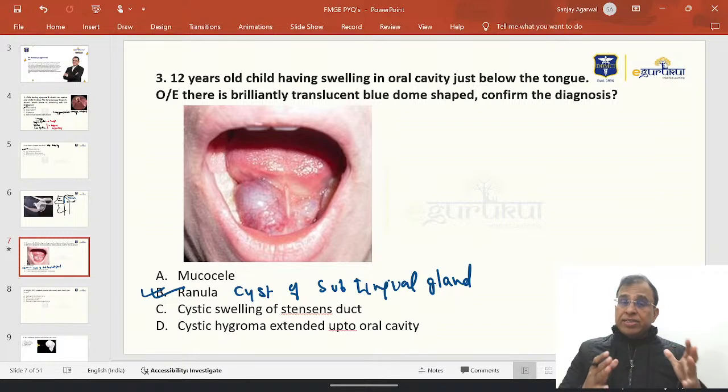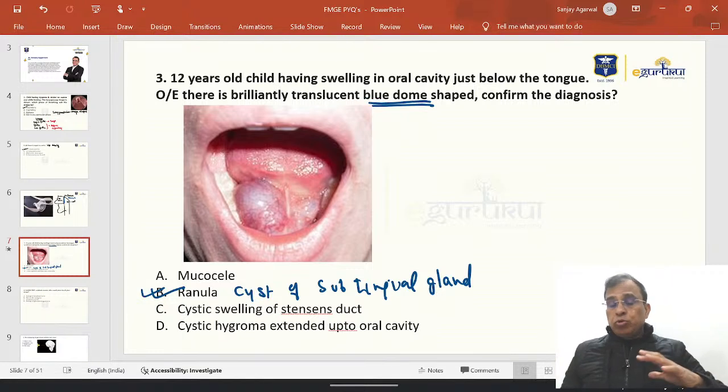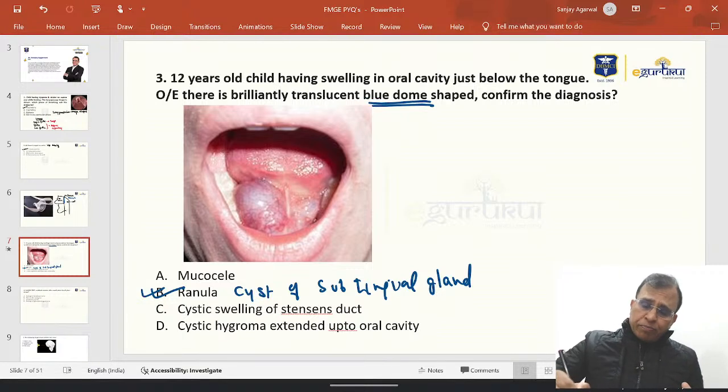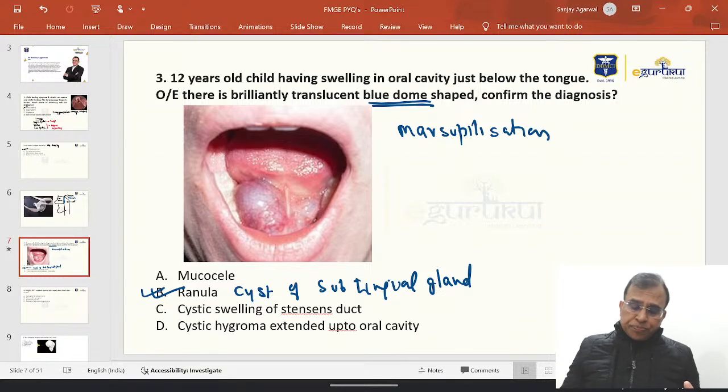As you can see in the image, it does not cross the midline usually unless it becomes too big. And B, the capsule is bluish in color, which is also given in the question. And the treatment is another very important MCQ for ranula. Marsupialization is the answer. What do you do for ranula? Marsupialization. Just remember this.